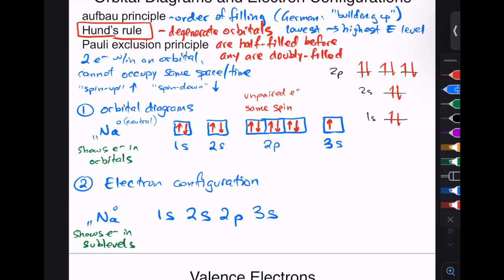And then what we use are superscripts, which tell us the number of electrons present at each sublevel. So at the 1s sublevel, we've got 2 electrons. At the 2s sublevel, we have 2 electrons. At the 2p sublevel, we have 6 electrons. And at the 3s sublevel, we have 1 electron. Okay, so let me just highlight this. The superscripts equal the number of electrons at a sublevel.